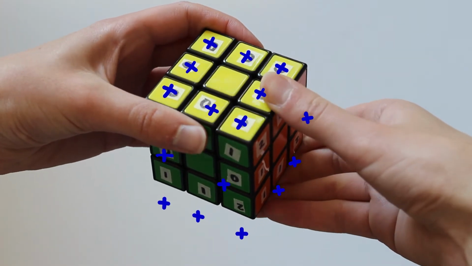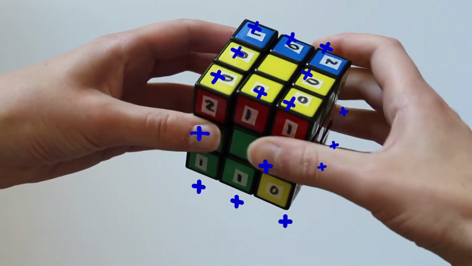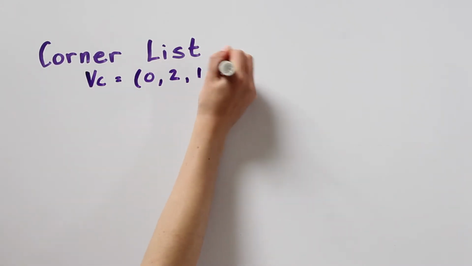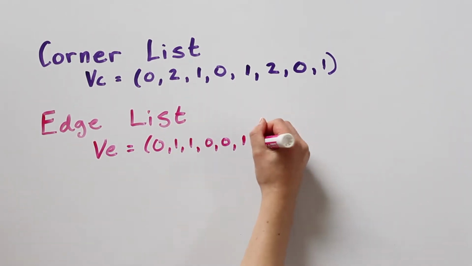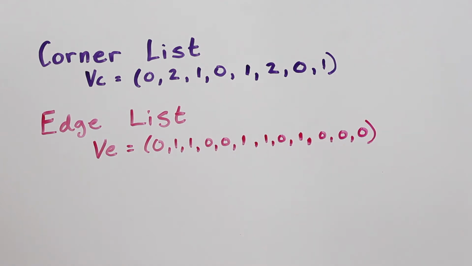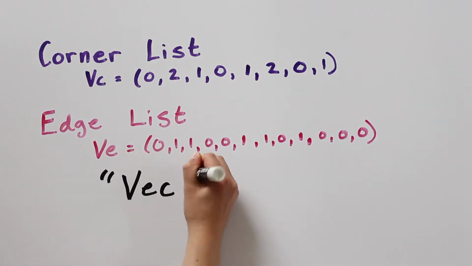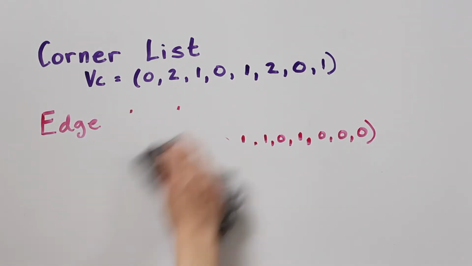As we perform the cube moves, the plus signs will stay in the same place in space and the numbers will move with the cube pieces. Then, for any arrangement of the cube, we will make a list of the number under the plus for each cube piece. We will make one list for the corner pieces and one list for the edge pieces. All of the entries in the corner list will be 0s, 1s, and 2s, and all of the entries in the edge list will be 0s and 1s. We will label these lists VC and VE because we will think of them as orientation vectors. But if the word vector scares you, you can just think of them as lists.